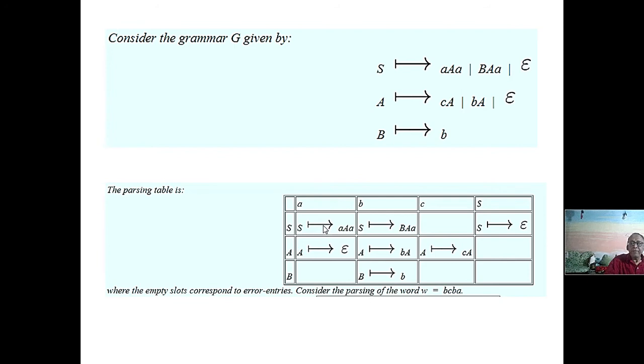If there is one and only one rule, fine. In some cases you cannot find a rule, you can say it is an error, but that is also okay for an LL1 parsing table. Maybe that terminal and that variable never come into the stack. So, this is your parsing table.